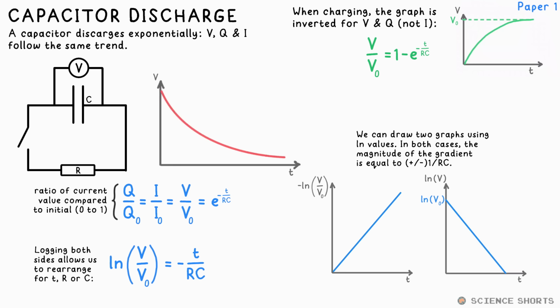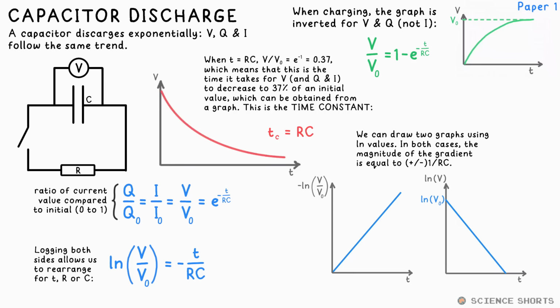We plot log v against time, and again the magnitude of the gradient is equal to 1 over RC. We use half-life to compare radioactive isotopes, but for capacitors we use the time constant. This is the time it takes such that the fraction of PD left is e to the minus 1, which is equal to 0.37, 37%. That can only be true when the time t is equal to RC. So t over RC is equal to 1. So the resistance times capacitance is equal to the time constant.